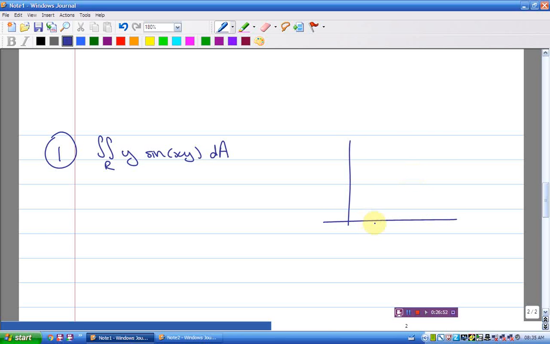Okay, so I've been given my region. X goes from 1 to 2, and y goes from 0 to pi.